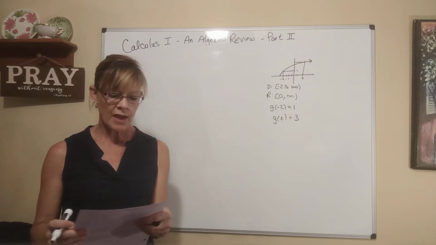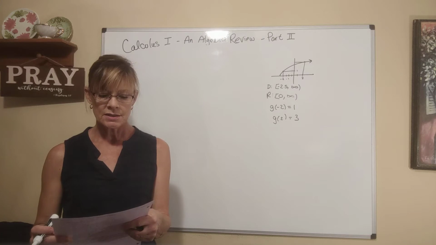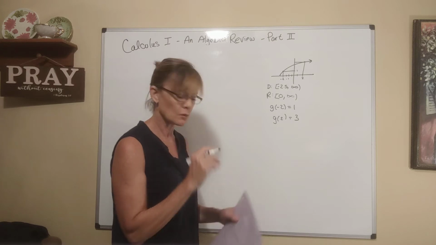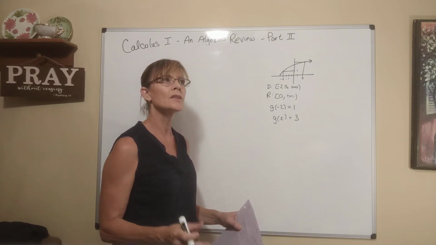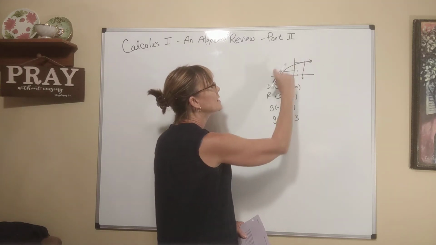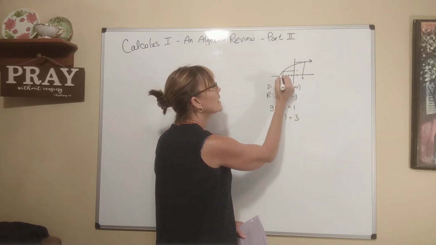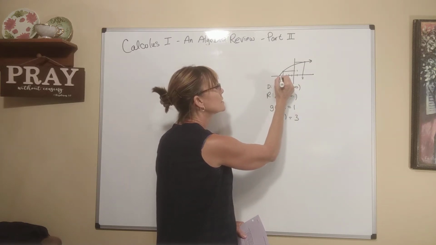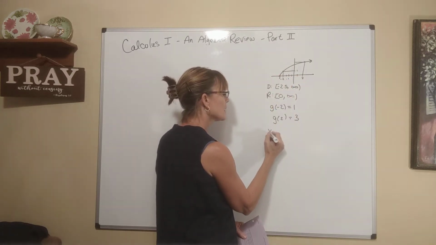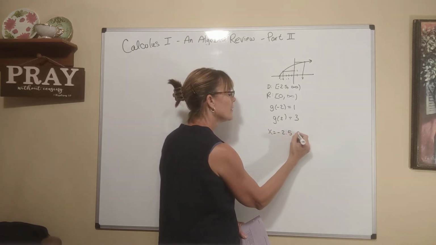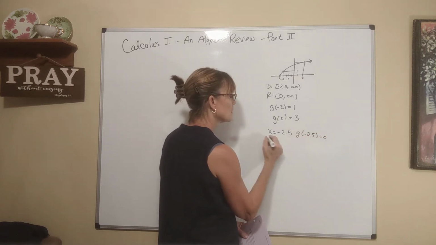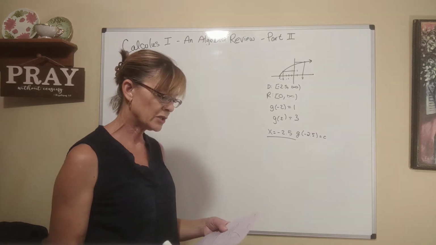Then it says estimate the value of x such that g of x equals 0. So what they're asking is, when g of x, which is the y value, is 0, what x value of this function gives you that? Where is this y value 0? Well, right here, when it's touching the x-axis, this is where the y value is equal to 0. Well, what is the x value that goes with that? Well, right there, x is equal to negative 2.5, so g of negative 2.5 is equal to 0. So when x is negative 2.5 is how you would interpret that.